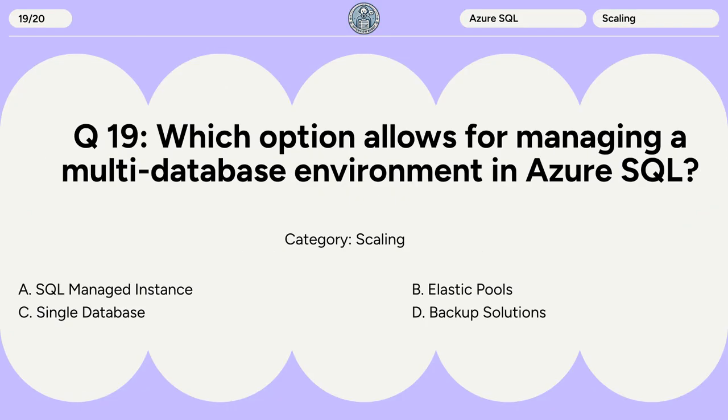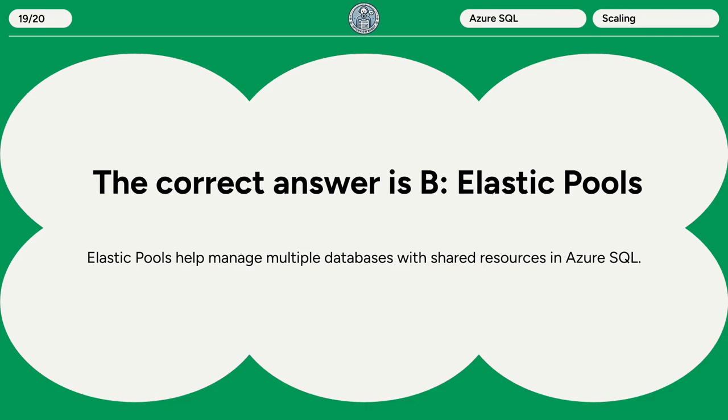Question 19. Which option allows for managing a multi-database environment in Azure SQL? A. SQL Managed Instance. B. Elastic Pools. C. Single Database. D. Backup Solutions. The correct answer is B. Elastic Pools. Elastic Pools help manage multiple databases with shared resources in Azure SQL.